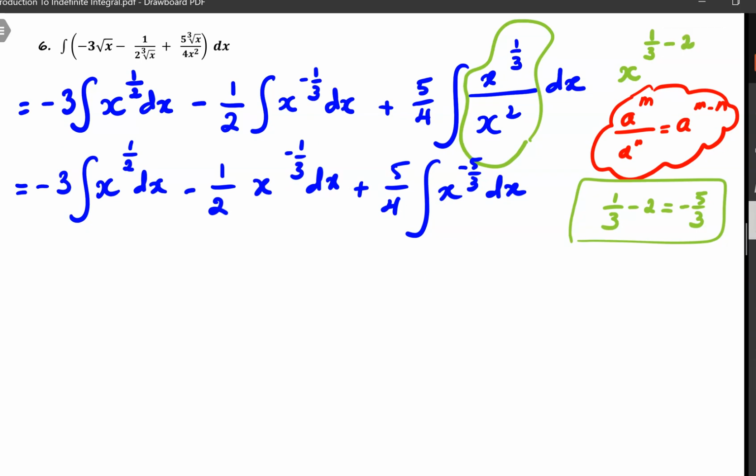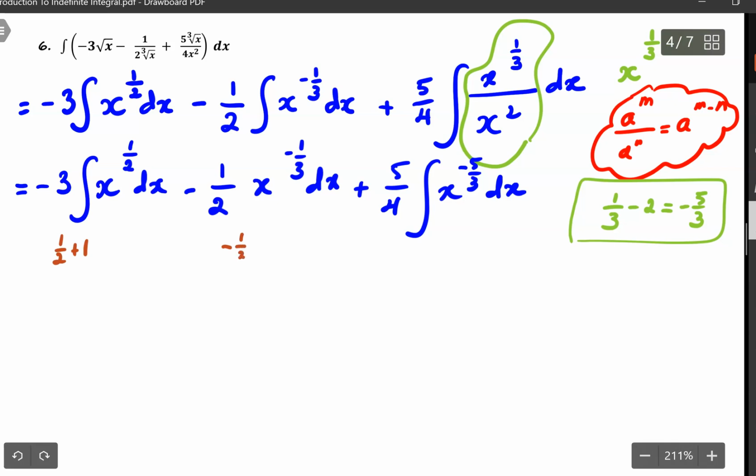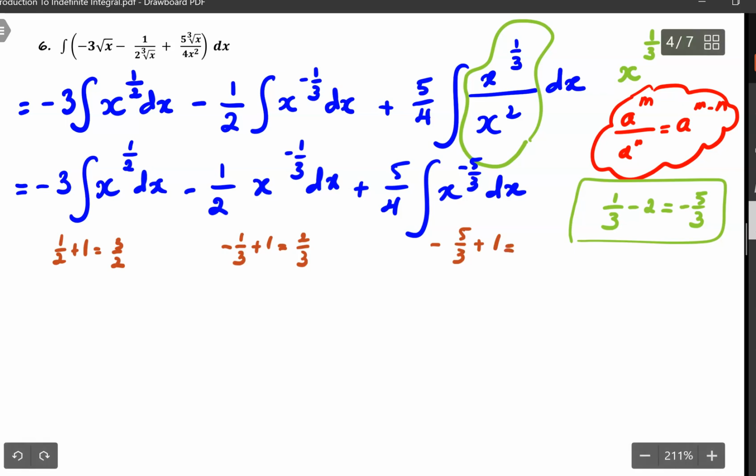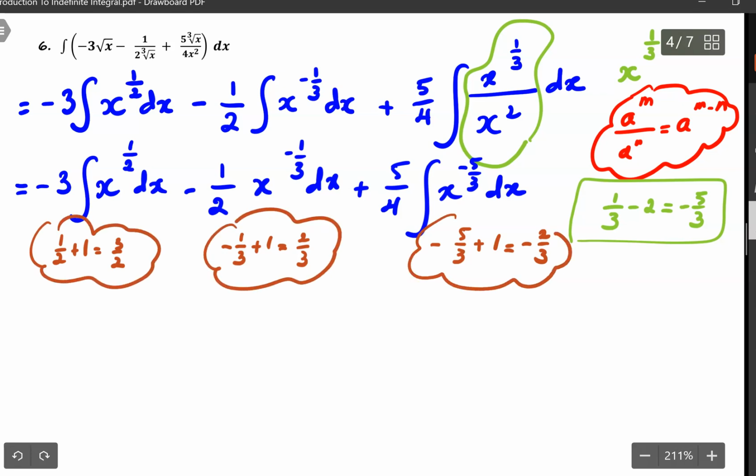So I want to make a quick review here. I have +1. This one I should have -1/3 plus 1. This one I should have -5/3 plus 1. So a half plus 1 will give me 3/2. -1/3 plus 1 should give me 2/3. -5/3 plus 1, I'm sorry, will give me -2/3. Just make sure that we have all of these exponents here on the side.